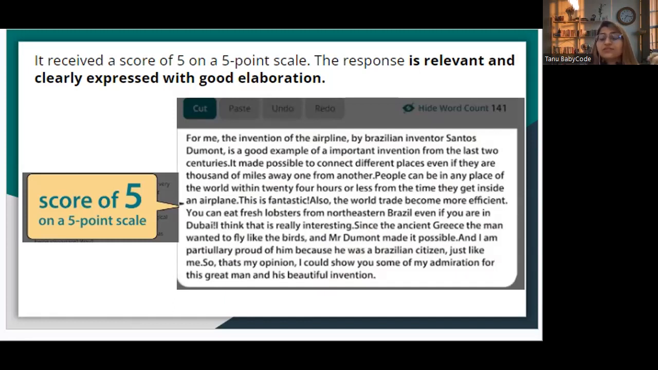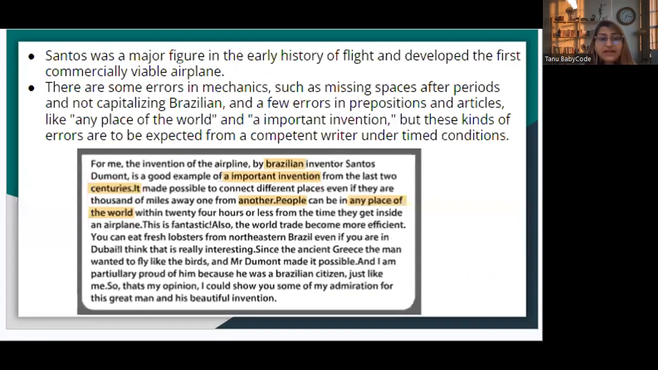This response is relevant, and he expressed it clearly, and the elaboration was also good. Though, in spite of a few errors, he received 5 on a 5-point scale, right? Because Santos was a major figure in the early history of flight and developed the first commercially viable plane. There are some errors also, right?